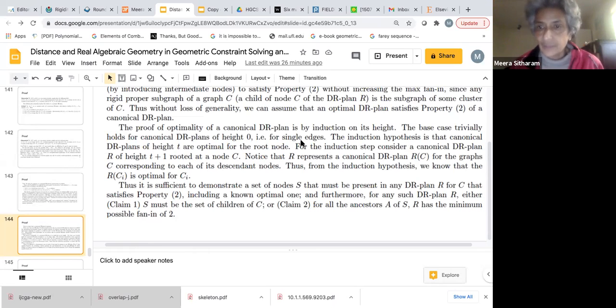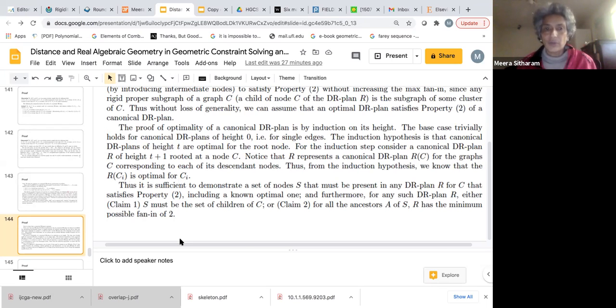And then for the induction step, we take a canonical DR plan of T plus one rooted at a node. And we can assume that the DR plans that are the subtrees, so to speak, of the children are themselves canonical for them, because that's how they've been constructed. And so from the induction hypothesis, we know that R of CI, which means the DR plan for the children, each one of the three children of the node C, is in fact optimal for its CI. Because we are just saying that the canonical DR plan is optimal, so we know that the DR plan sitting under each one of the children is itself optimal for that graph which is sitting at CI.